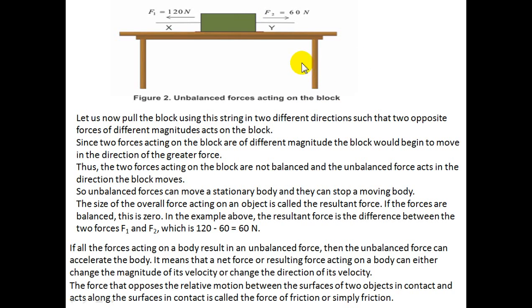And how will you find the value of this? Like, what is the unbalanced force here? So 120 minus 60, 60 Newton is the unbalanced force here, so that the particular block is able to move. If all the forces acting on a body result in an unbalanced force, then the unbalanced force can accelerate the body. It means that the net force or the resulting force acting on a body can either change the magnitude of its velocity or change the direction of its velocity.